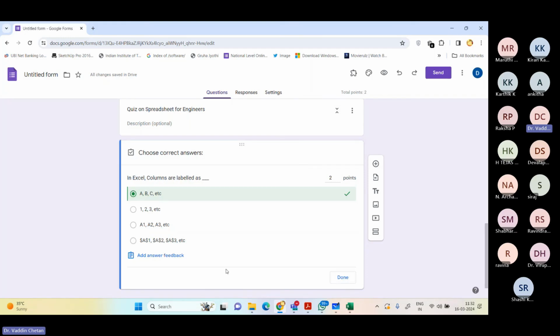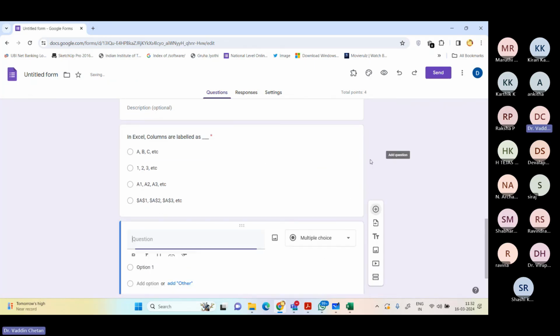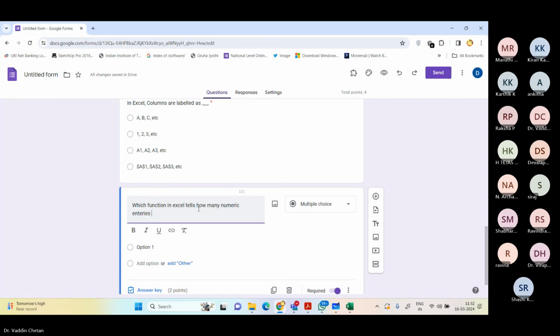Select done. If you want to give any description for this answer, you can give feedback, or else simply click on done. I'll go to the next question. My next question is, which function in Excel tells how many numeric entries are there?